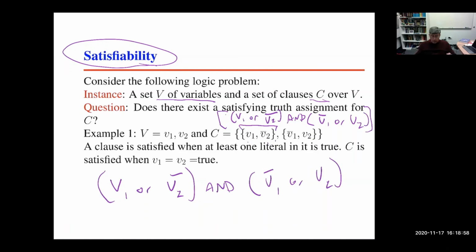The satisfiability question asks, is there a way to assign a true and a false to V1 and V2 such that this expression is true? Can anybody look at this expression and find an assignment of values to variables V1 and V2 such that this statement is true? Is there a way to make this logical expression true?